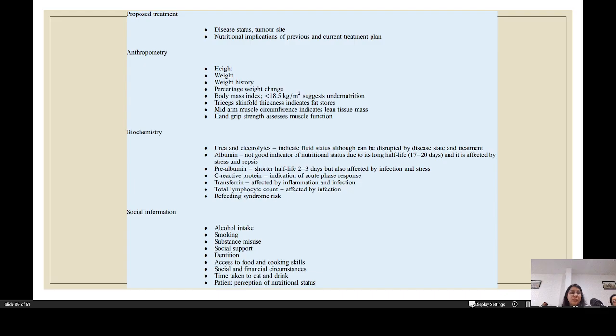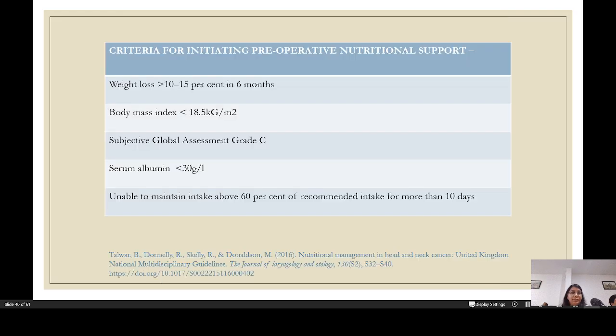Refeeding syndrome risk. Social information included alcohol intake, smoking, substance misuse, social support, dentition, access to food and cooking skills, social and financial circumstances, time taken to eat and drink, and patient perception of the nutritional status.